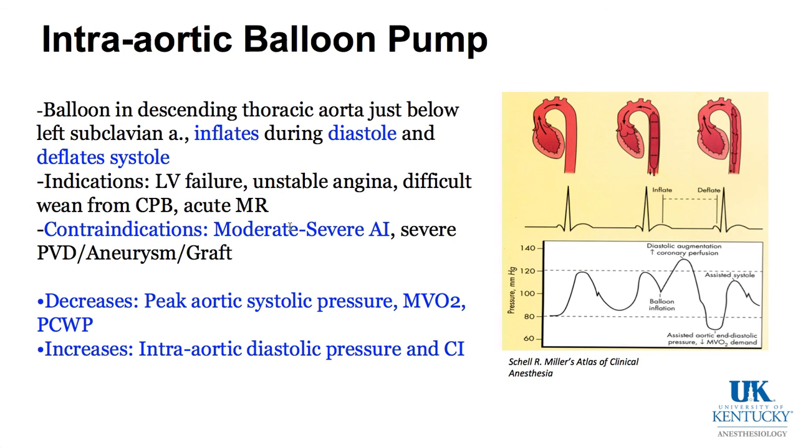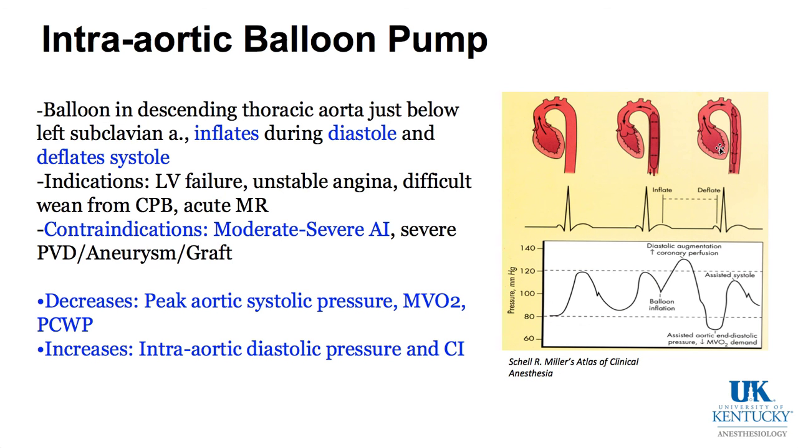Intra-aortic balloon pump is placed in the descending thoracic aorta just below the takeoff of the left subclavian. You don't want to occlude the left subclavian or the coronary arteries, so you can use echocardiography to place it. It inflates during diastole and improves coronary blood flow, and deflates during systole, improving ejection of the left ventricle. Indications are LV failure, unstable angina, difficulty weaning from bypass, and acute mitral regurgitation, where its deflation during systole reduces pressures inside the left ventricle and reduces mitral regurgitation.